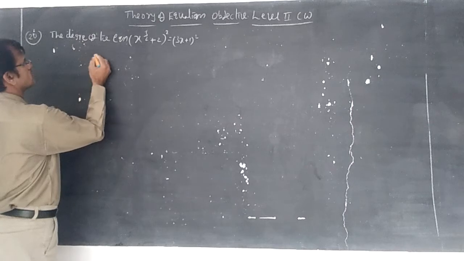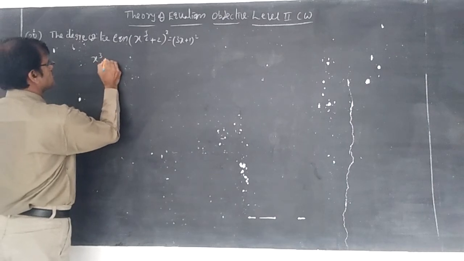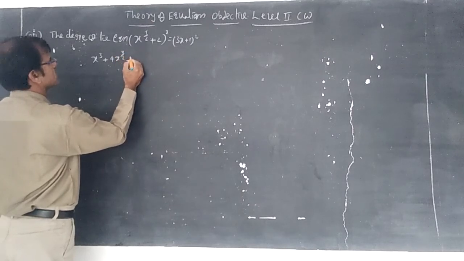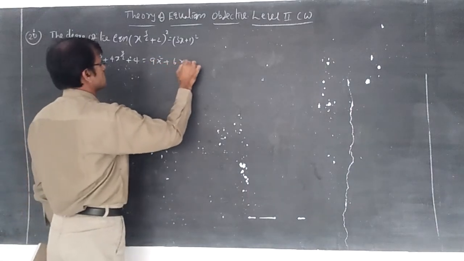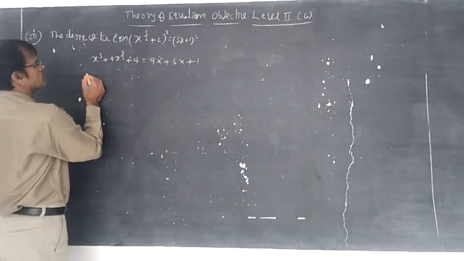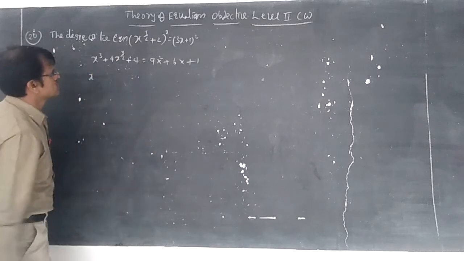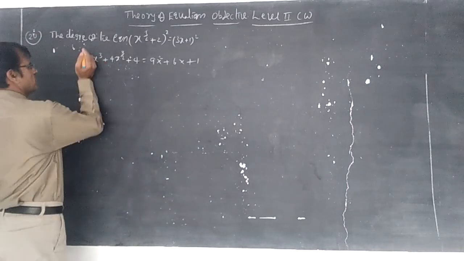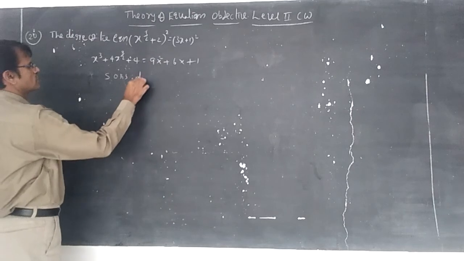So take squaring on both sides, already square given: x cube plus 4x power 3 by 2 plus 4 is equal to 9x square plus 6x plus 1. So simply, x cube by squaring both sides once again, you can get x power 6. So largest by squaring again both sides, you can get degree equal to 6 directly from it.